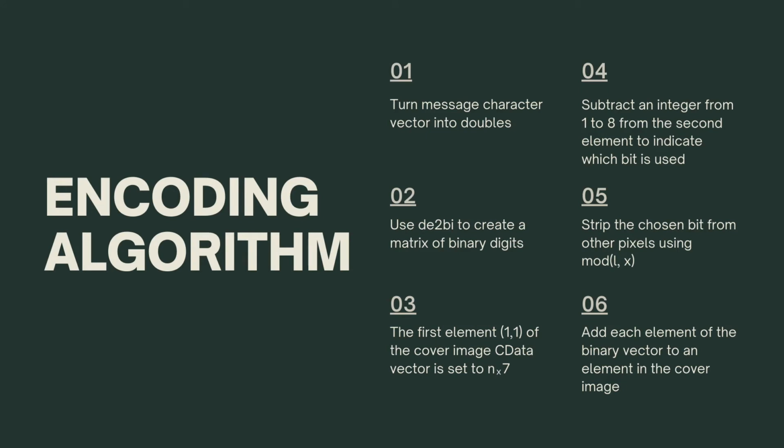So, to encode using the LSB technique, first we must turn the message character vector into doubles. Second, we use T2 to create a matrix of binary digits. Third, the first element, which is (1,1), of the cover image C data vector is set to n times 7. Fourth, we subtract an integer from 1 to 8 from the second element to indicate which bit is used. Fifth, we strip the chosen bit from other pixels using mod LX. Lastly, we add each element of the binary vector to an element in the cover image.